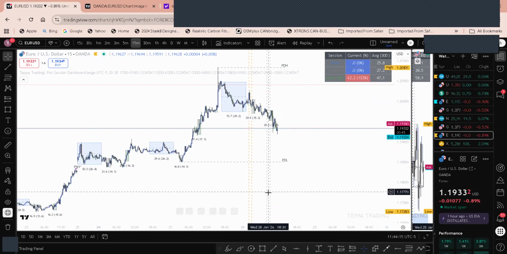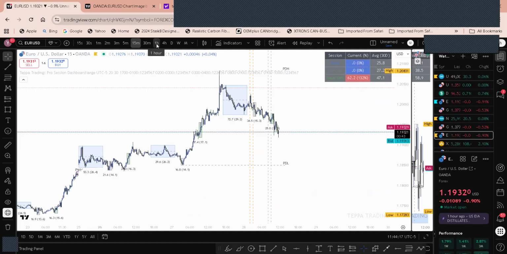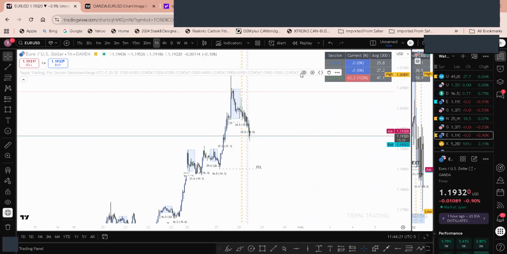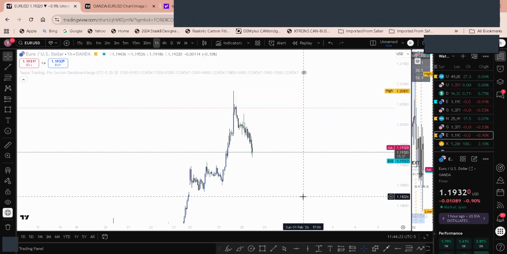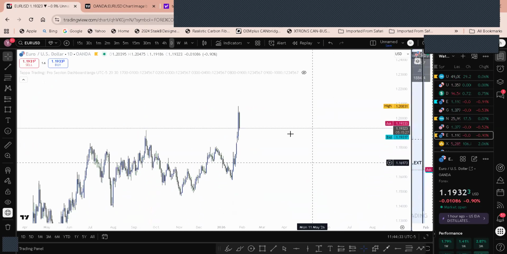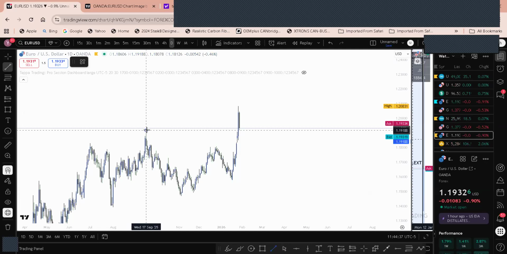All right. So if you go on a 1 hour, you have to figure out your main push. If you do not know your main push, it's kind of impossible. So we understand that price is overall bullish. If you go on a daily, price just made a higher high.